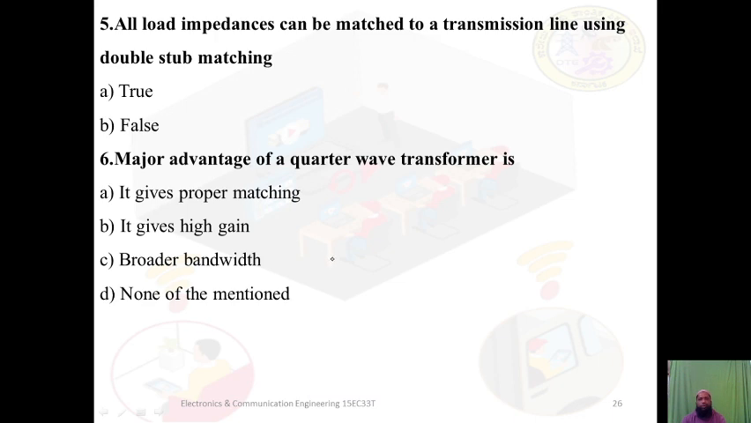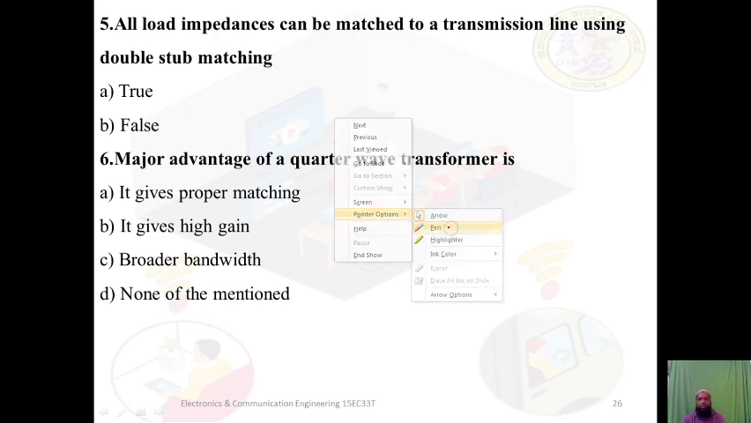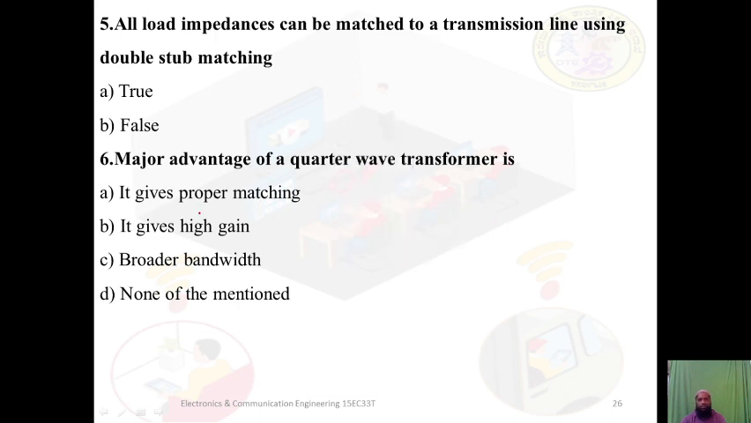Fifth question: all load impedances can be matched to a transmission line using double stub matching. Is this statement true or false? Option A true, option B false.